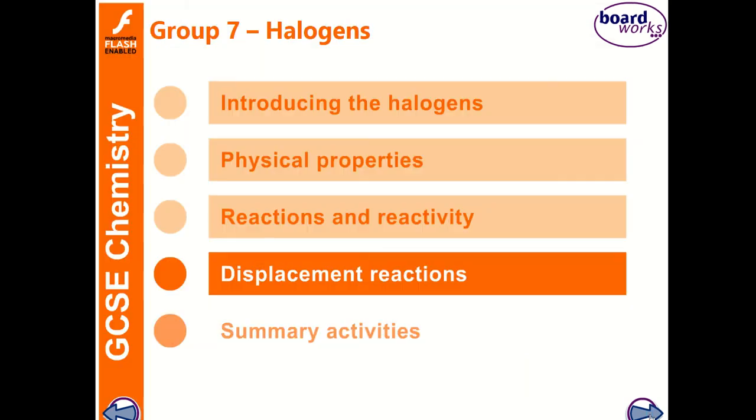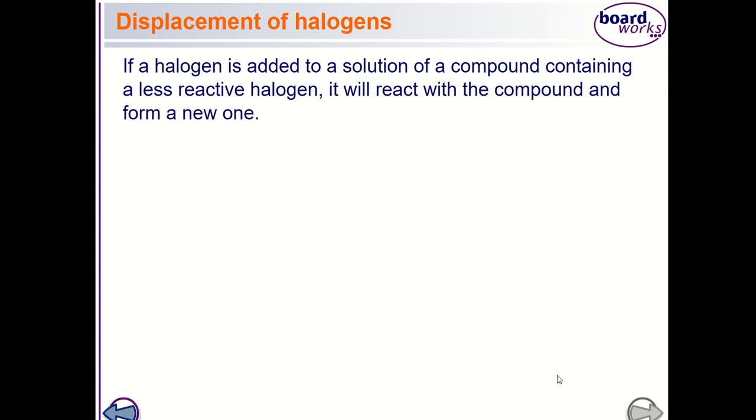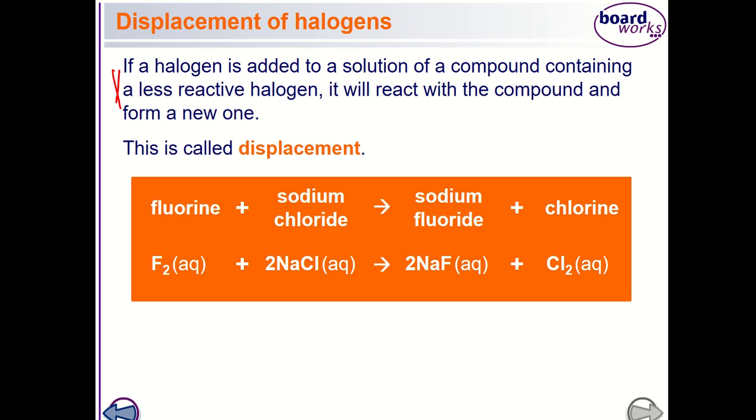Okay, so let's move on to the last part of this, which is displacement reactions, the last thing that you need to be aware of. Within displacement reactions, there is what we call the displacement rule. Make sure that you know it. If a halogen is added to a solution of a compound containing a less reactive halogen, it will react with the compound to form a new one. That is displacement. Now, we'll look at some examples and that rule will hopefully become a little bit clearer.